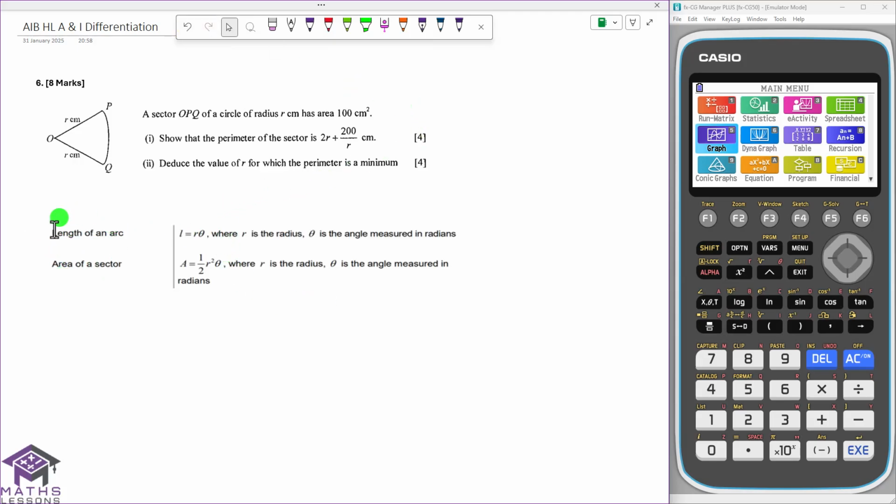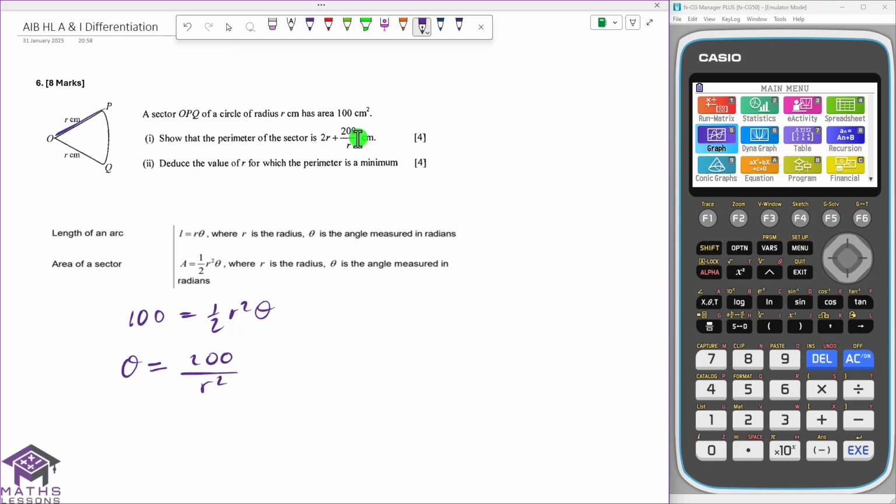So what we need to do is use the formulae given to us on the formula sheet. We know the length of the arc L is equal to R theta, and the area of a sector equals a half R squared theta. As the area is 100 centimeters squared, we put 100 equals a half R squared theta. As there's no theta in the formula we want, we need to find theta in terms of R. Theta will equal 200 divided by R squared.